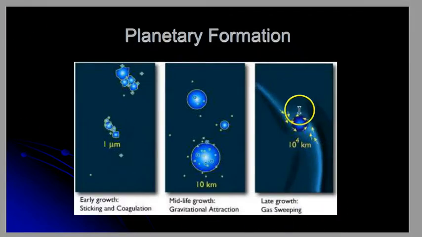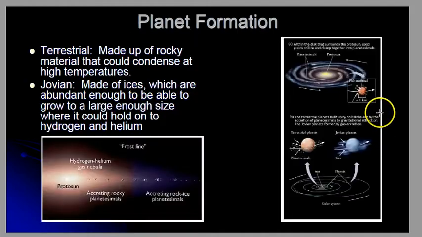Late in the game, in the outer solar system, you begin sweeping up and grabbing gases out of the planetary nebula. You've got early growth, sticking and coagulating; midlife growth, gravitational attraction; late life growth, sweeping out gases. So, terrestrial planets, rocky material that can condense, right?